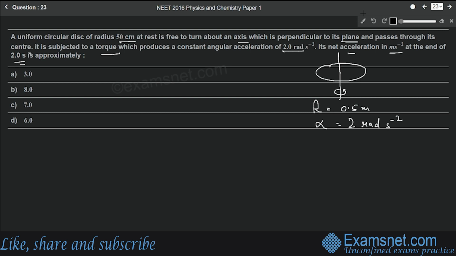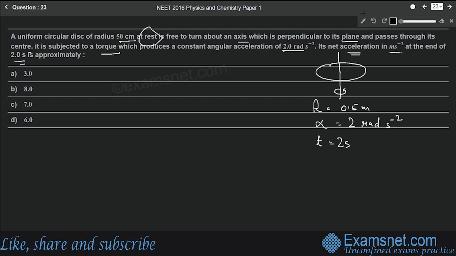We have to find the net acceleration at the end of 2 seconds. So time is given as 2 seconds. Also it is given that this disk was initially at rest, so the initial angular velocity, omega naught, was equal to 0. Can we find the final angular velocity? We know that omega final will be equal to omega naught, that is initial omega, plus alpha t.